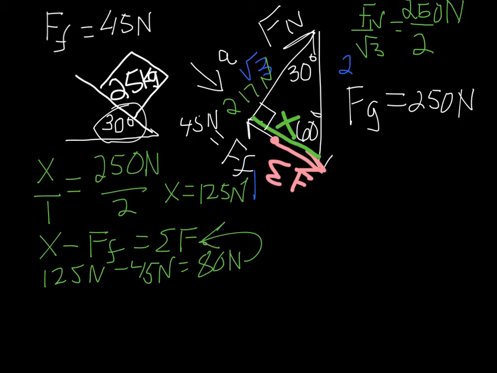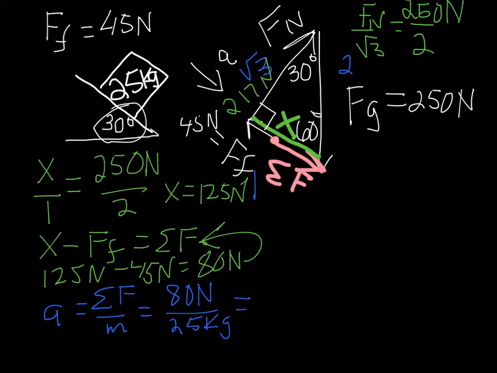All right, so then acceleration is equal to net force over mass is equal to 80 newtons over 25 kilograms. So calculate that out using my calculator, and I get 3.2 meters per second per second.